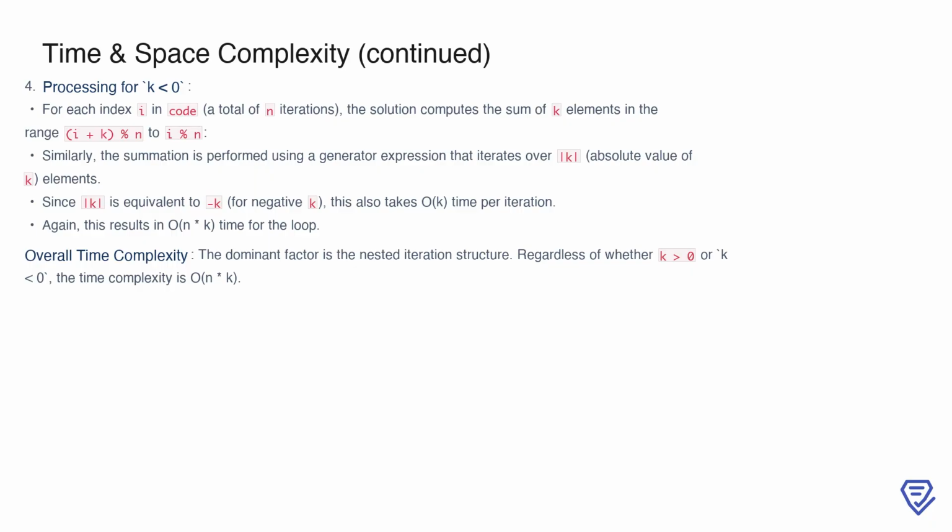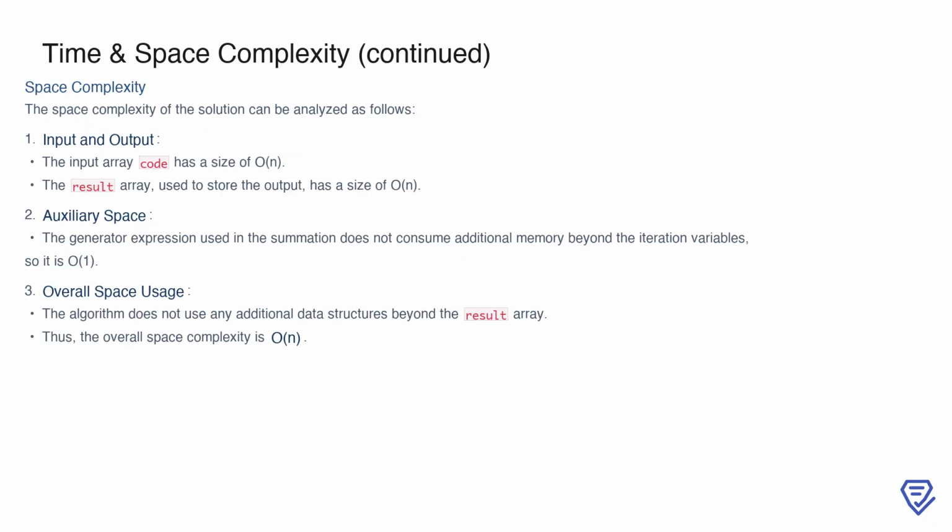The summation is performed over the absolute value of k, denoted as |k|, which is equivalent to -k for negative values. As with the positive k case, this summation takes O(|k|) time for each of the n iterations. Therefore, the overall time complexity remains O(n·k), regardless of whether k is positive or negative. The nested structure of the iteration is the dominant factor in this analysis, leading to the same time complexity in both cases.